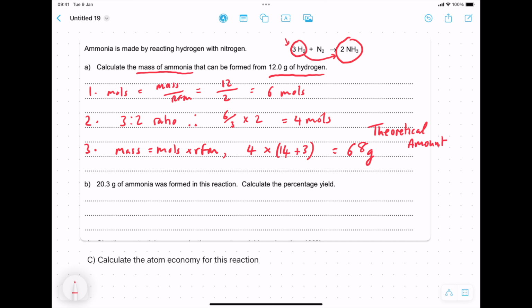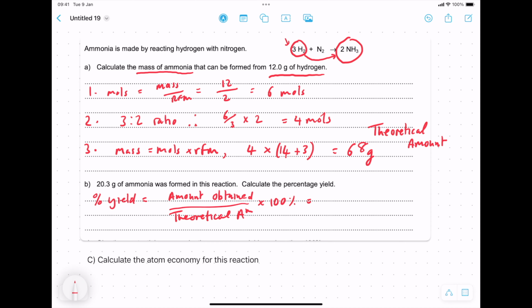Now this sets up the next bit, which is percentage yield. I'm just going to write it as a word equation. Percentage yield is quite simply the amount obtained, whether that's in grams, kilograms, or moles, divided by the theoretical amount, and times it by 100 to turn it into a percentage. In other words, it's the amount you get in the experiment divided by the amount you should have got, times 100.